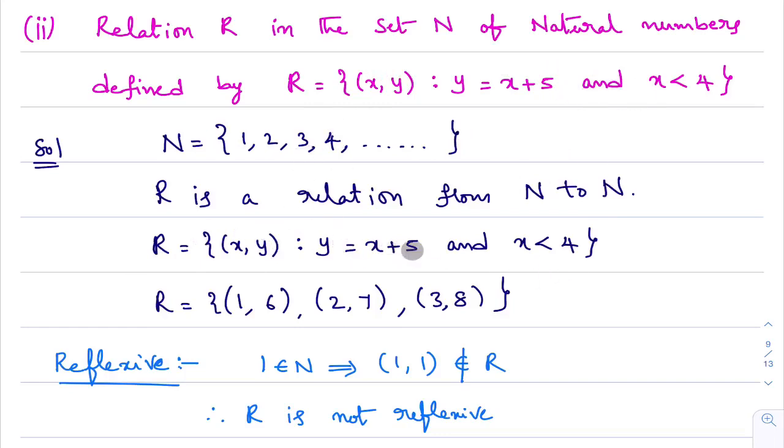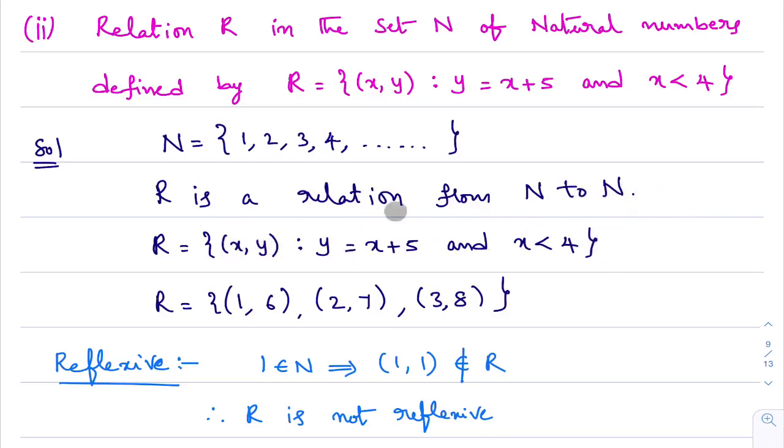Now the thing is, I'll write this relation in roster method. This is in set builder method. If it is in roster method, it is very easy for us to decide reflexive, symmetric, transitive. Okay. So here x is what? x is less than 4. Here R is a relation from N to N. That means x is a natural number, and y is also a natural number.